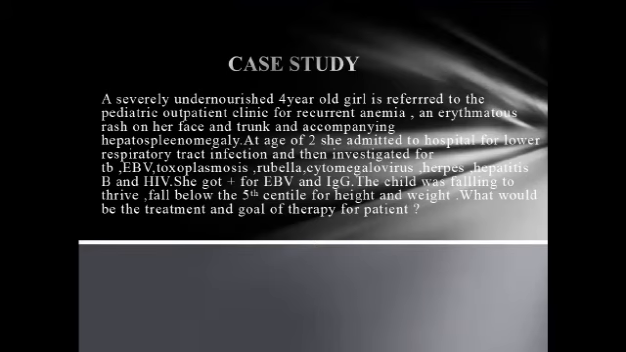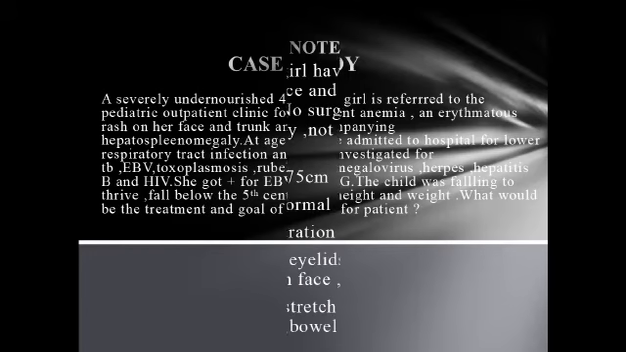At age 2, she was admitted to hospital for respiratory tract infection and then investigated for TB, EBV, toxoplasmosis, rubella, cytomegalovirus, herpes, hepatitis B, and HIV. She got a positive result for EBV and IgG. The child fell below the fifth centile for height and weight. What could be the treatment goal of therapy?